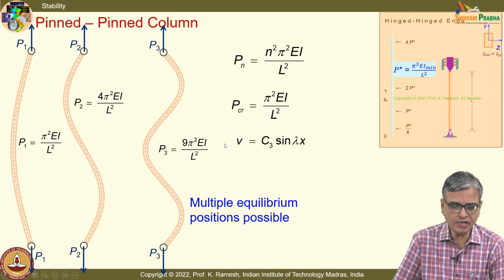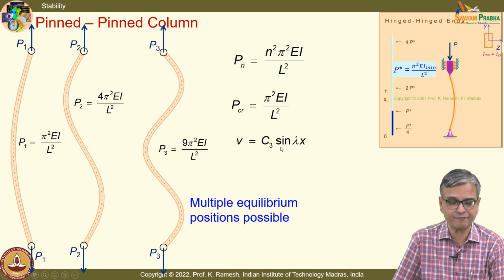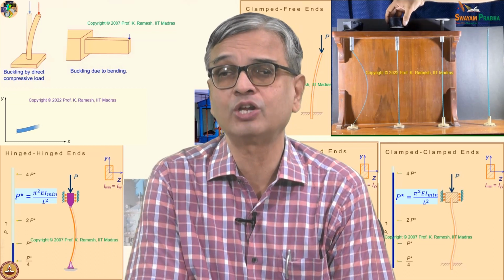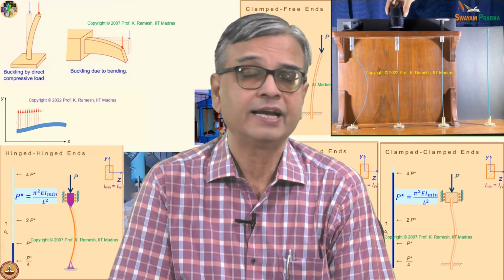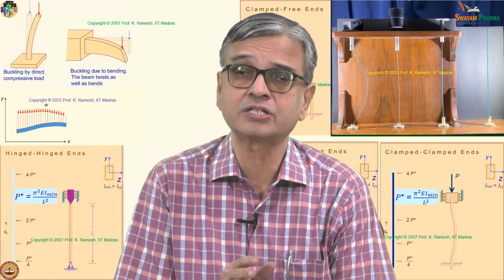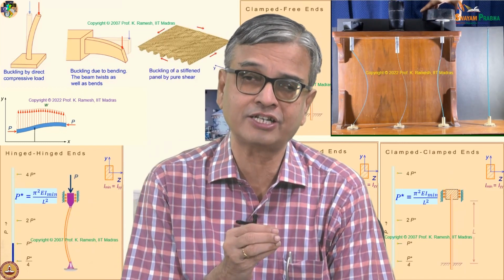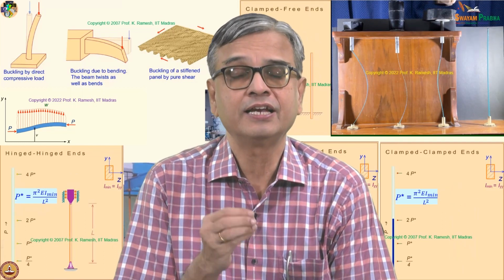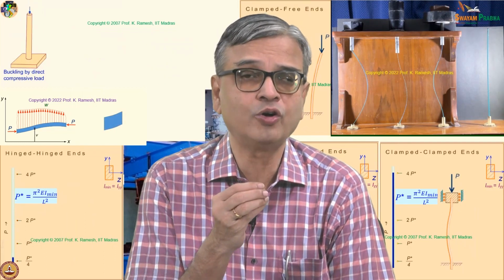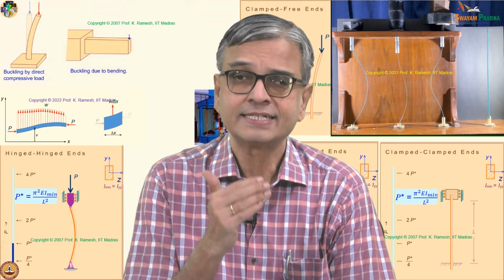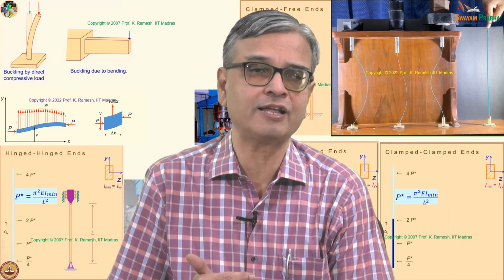Once you solve this, you get the displacement as C3 sin lambda x, and I have also mentioned you are not in a position to calculate the value of C3. It is indeterminate, mainly because we have linearized the governing equation. The moment curvature relation was non-linear. In deflection, we said we are going to live with small deflection, we can ignore the second order effects. Same approach we have followed in buckling also.